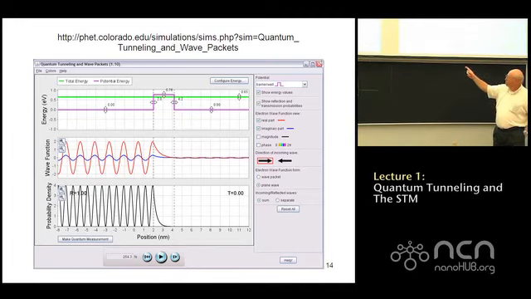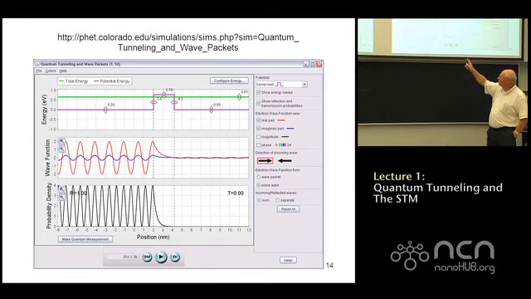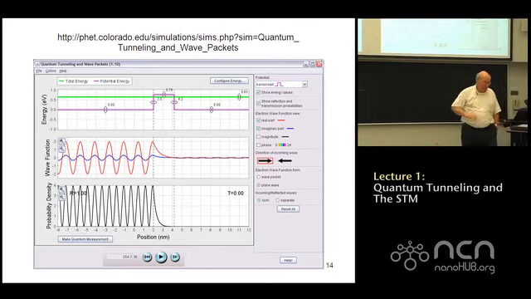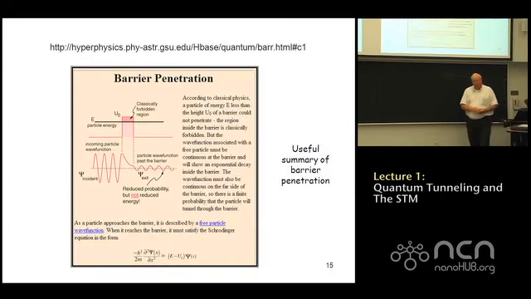This website at the University of Colorado is one I use a lot. I give the web address. You can go and specify barriers at different heights and widths, and the calculation of transmission is performed for you automatically. So that's an option if you want to learn more about this quantum transmission. If you want to learn more about barrier penetration, there are websites available. This is one I like very much.